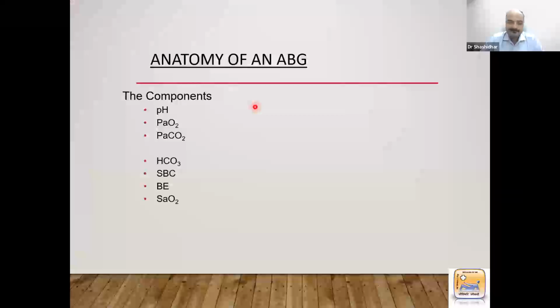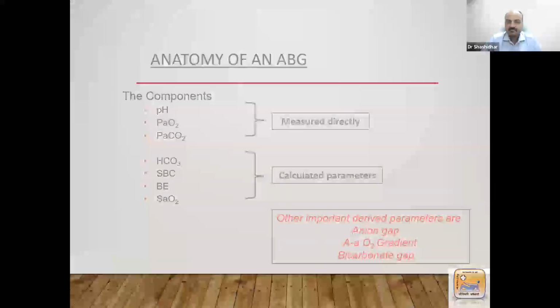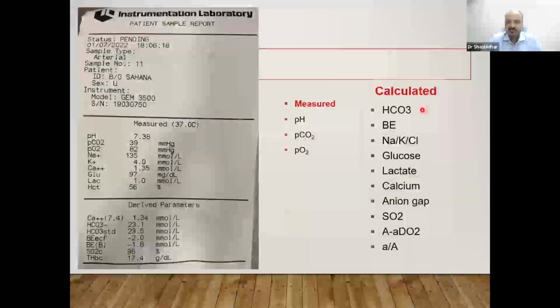Yes, you're right. pH, PO2, PCO2 are actually measured. Yes, lactate is also measured. The bicarb, base excess, SaO2 are not measured, they are derived. So we should be clear on which one to interpret. Right, so anion gap, bicarb gap are not measured in the machine.